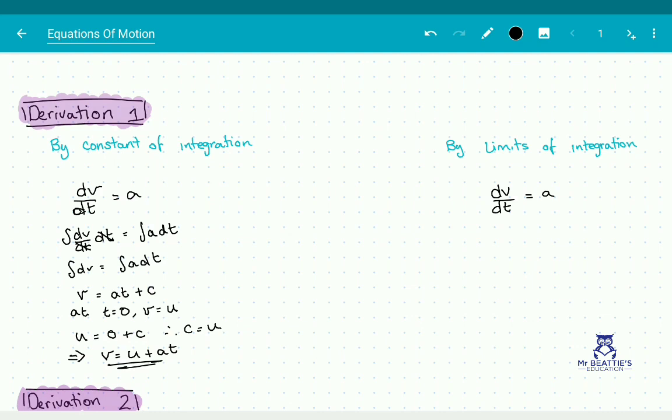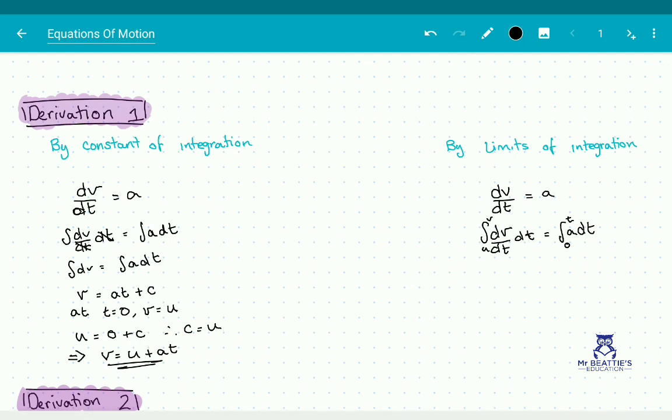Now if we were going to do this by limits of integration, we would start off with the same process. We're going to integrate both sides with respect to t, the integral of dv by dt is equal to the integral of a dt, but this time our integrals are going to have limits, so this one is going to go from u to v, and this one here is going to go from 0 to t.